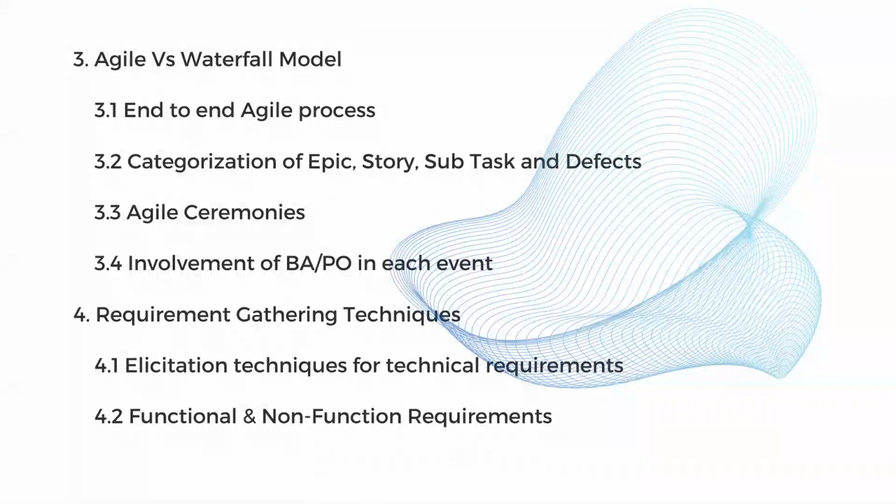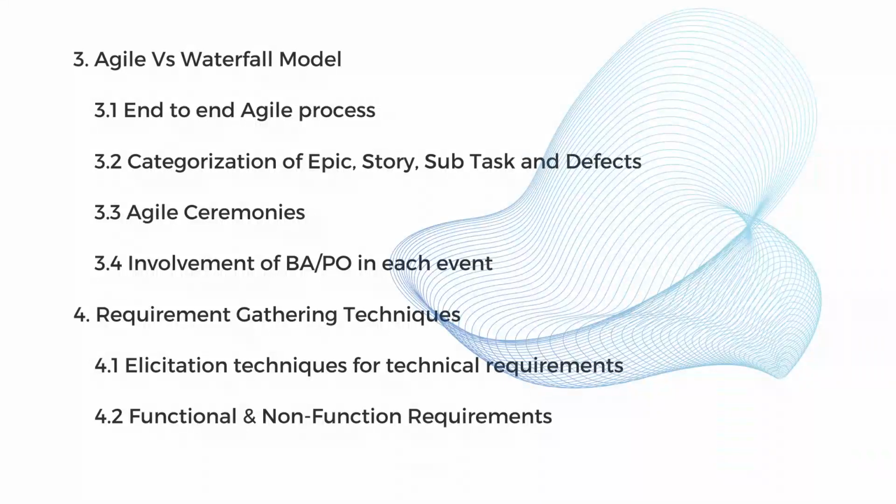Okay, and I will be explaining what are all the different methodologies that we have in Agile. So in Agile we have Scrum, and we will have Kanban methodology. And inside that particular Kanban or Scrum, what will be the hierarchy?